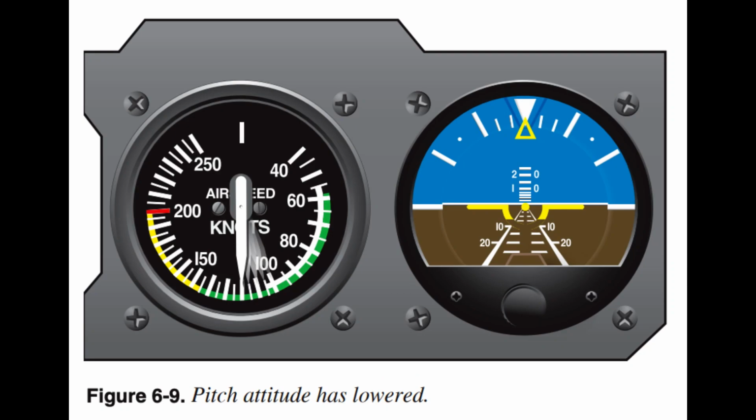Airspeed indicator. The airspeed indicator gives an indirect reading of the pitch attitude. With a constant power setting and a constant altitude, the aircraft is in level flight and airspeed remains constant. If the airspeed increases, the pitch attitude has lowered and should be raised. Figure 6.9. If the airspeed decreases, the pitch attitude has moved higher and should be lowered.